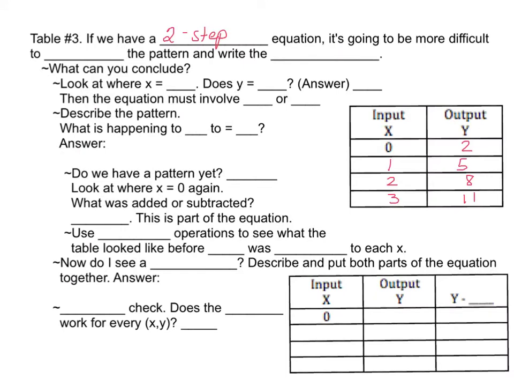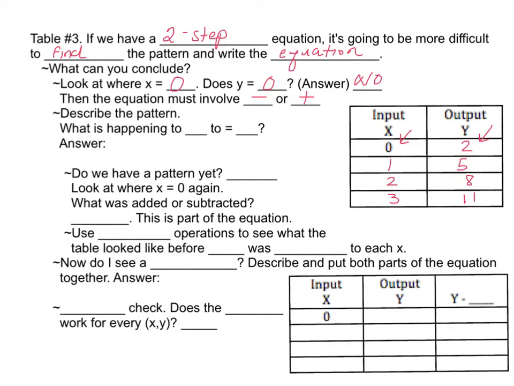All right, we're going to look at this third table. It starts to get a little tricky when we have a two-step equation. It's actually going to be more difficult to find the pattern and to write the equation. So let's see what we can conclude. First off, we're going to look again at where x equals 0. Does y equal 0? Well, if we look at both of those, I can say no. That means it must involve subtraction or addition, because if it were just multiplication or division, y would also be 0.